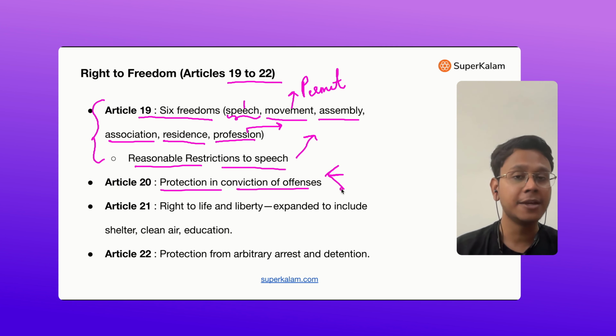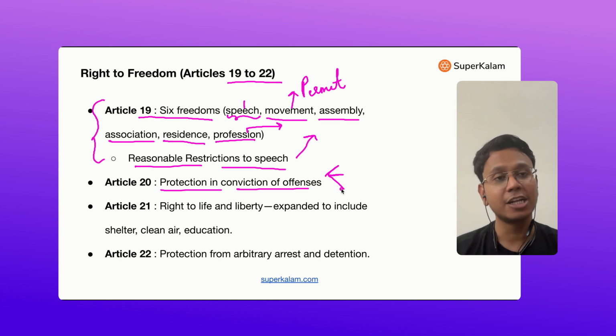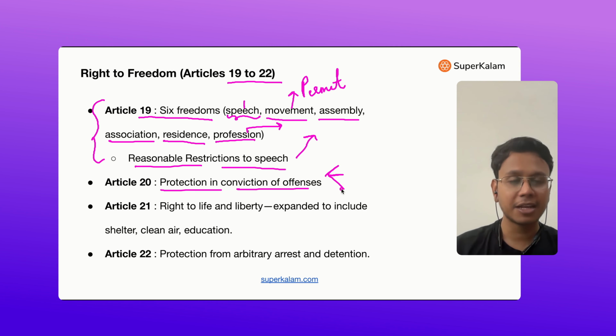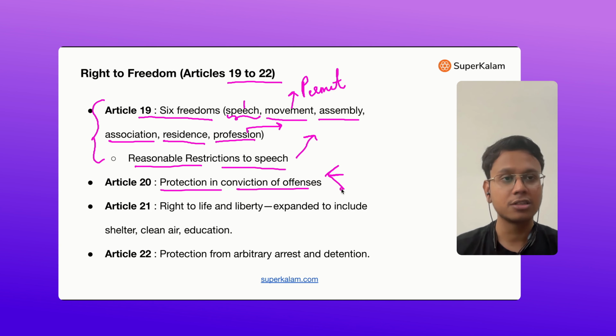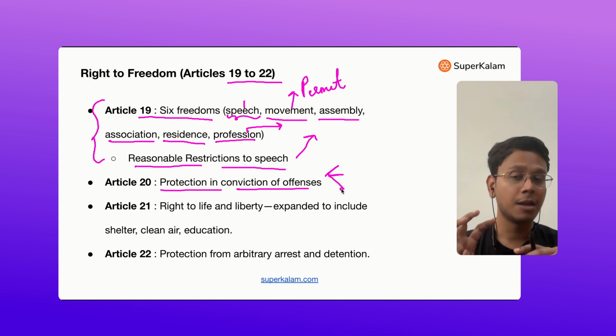I cannot be convicted as per any law which will be applicable in future. For example, if I committed some crime today, then whatever the law says today with respect to that crime, I will be convicted according to that. So these are three very important protections in conviction of offenses.